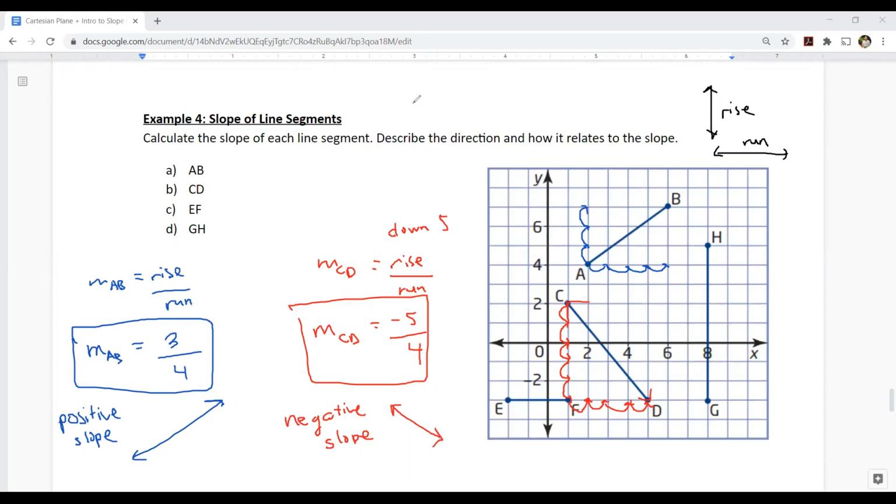Feel free here to pause the video, and I want you guys to try question C and question D. So you're going to be finding the slopes of EF and GH. And if you have any questions, the answers will be posted on the worksheet on Brightspace.